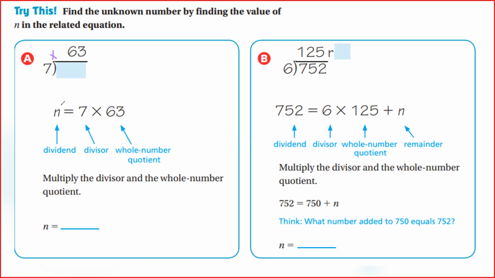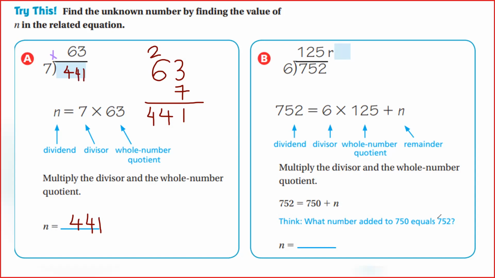So what will my dividend be? I just have to multiply. Is it clear, girls? Then 7 times 3 is 21. 7 times 6 is 42 plus 2 is 44. So what will n be? 441, which means the number here is 441.